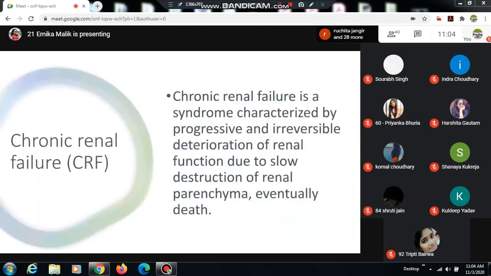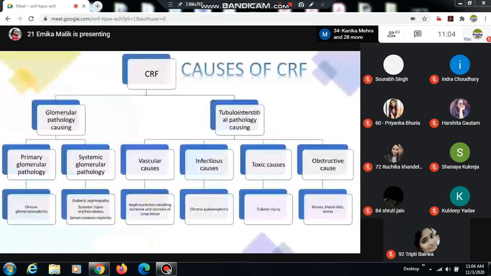Now, second, chronic renal failure. Chronic renal failure is a syndrome characterized by progressive and irreversible deterioration of renal function due to slow destruction of renal parenchyma, eventually causing death. Causes of CRF: glomerular pathology and tubulointerstitial pathology.